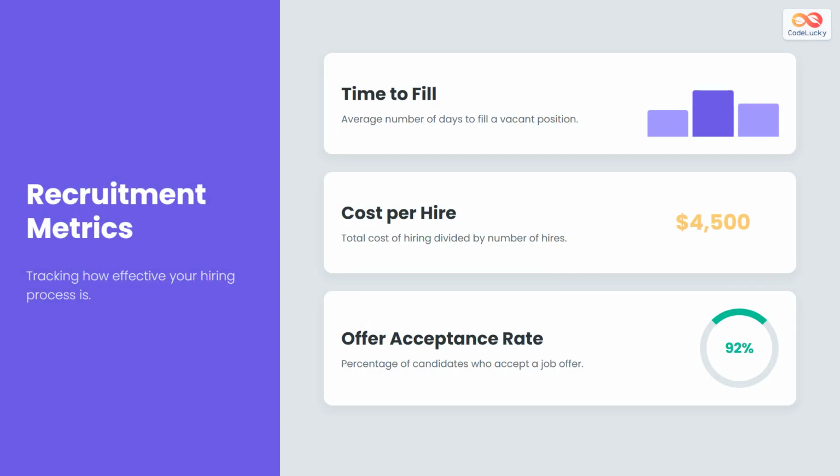Let's look at some key metrics, starting with recruitment. You should track time to fill, which is how long it takes to hire someone. Also, cost per hire is crucial for budgeting. Visualizing these helps you understand if your hiring process is efficient or if it is costing you too much money and time.